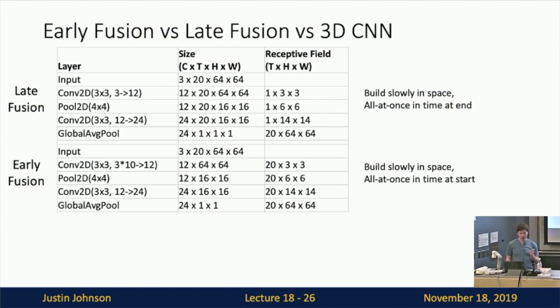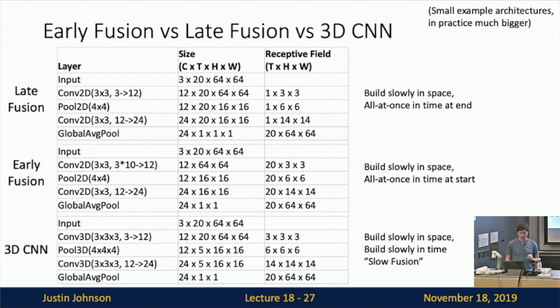In contrast, if we look at an early fusion approach, we can see that this is an identical architecture. The only thing that's different is the first convolutional layer. Because now in this idea of early fusion, we've taken our input video frames and stacked them along the channel dimension at the very first layer of the network. So now the first layer of the network is building up a temporal receptive field immediately over the entire temporal extent of the video. But we're still building up this spatial receptive field slowly in space over the course of many, many layers.